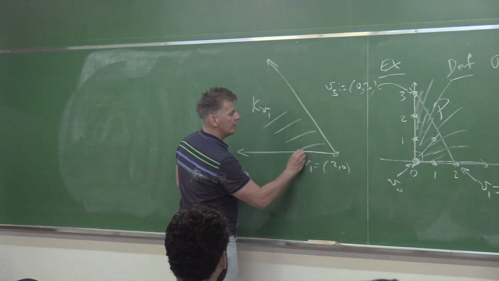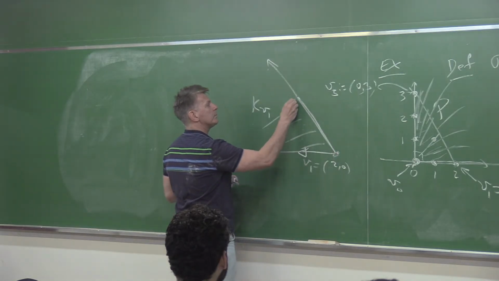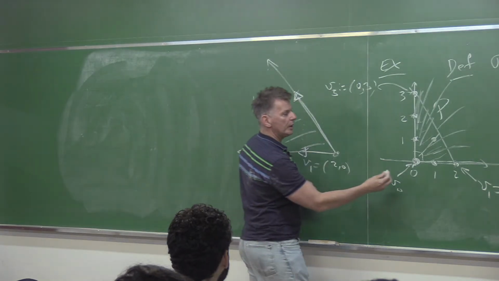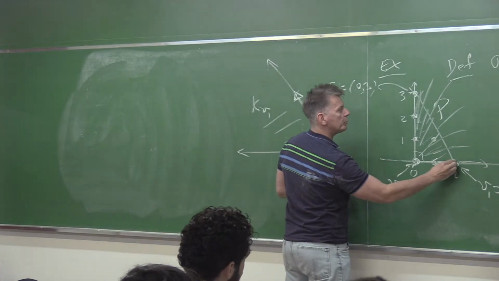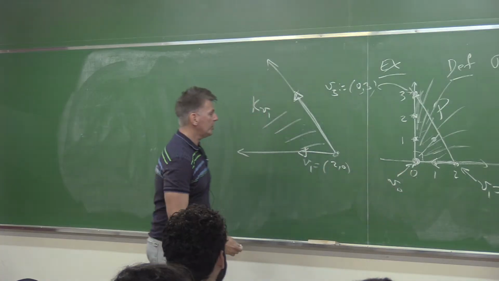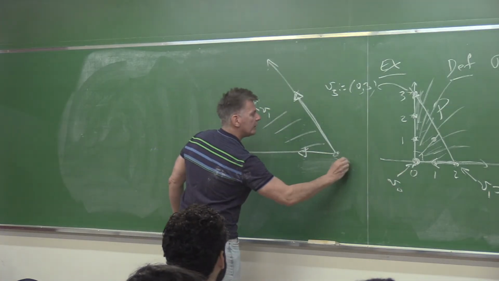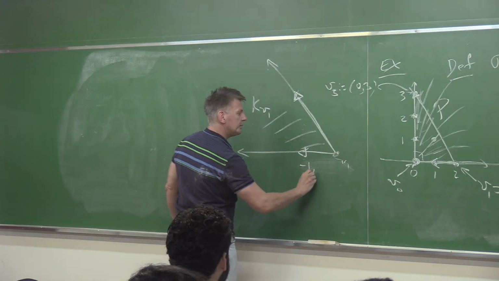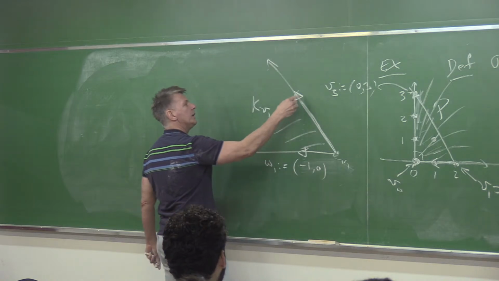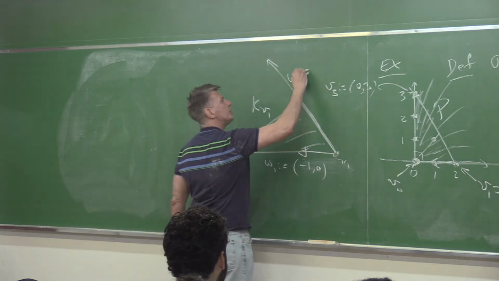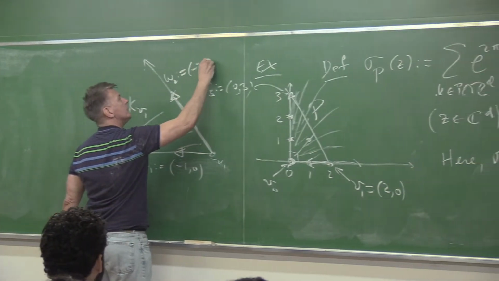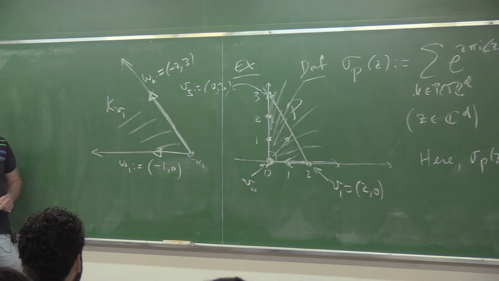So here, there are two generators of the cone, and I'm going to call these generators the primitive integer vectors that generate it. So here, the vector -1, 0. So this is the vector -1, 0, and I'm going to call this W1. And this vector here is, by definition, -2, 3. So that's W2.